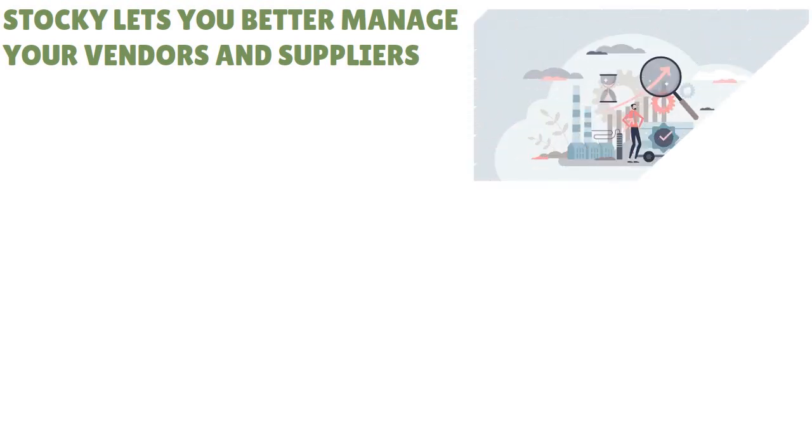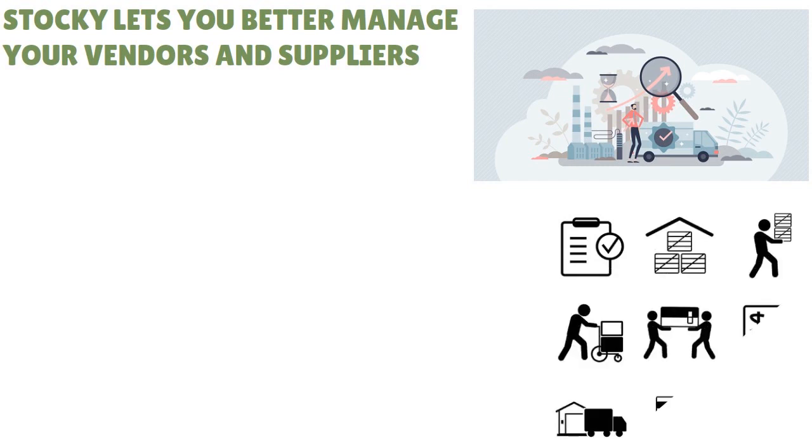So for instance, Stocky lets you better manage your vendors and suppliers. You can set multiple suppliers for each product and list each supplier's price for that item. Pretty handy when you think about it, right? If you want to list a backup supplier to make your supply chain more resilient to breakdowns, that's the best strategy here.